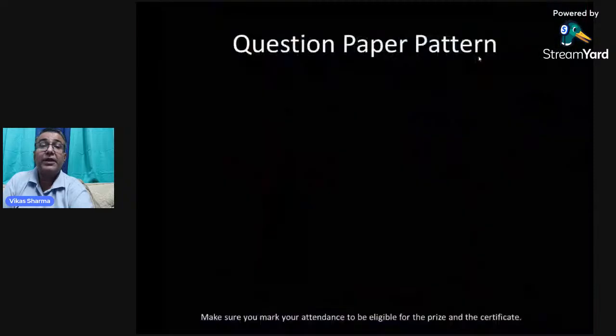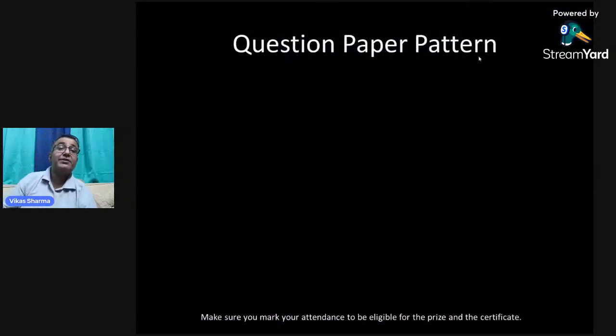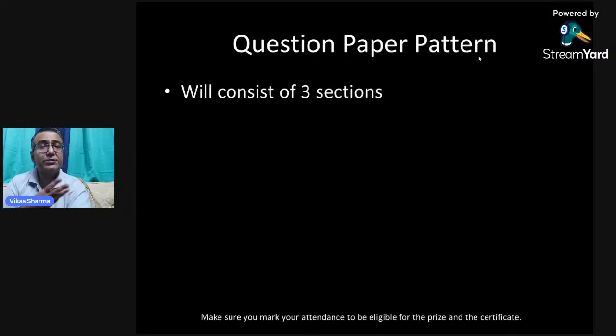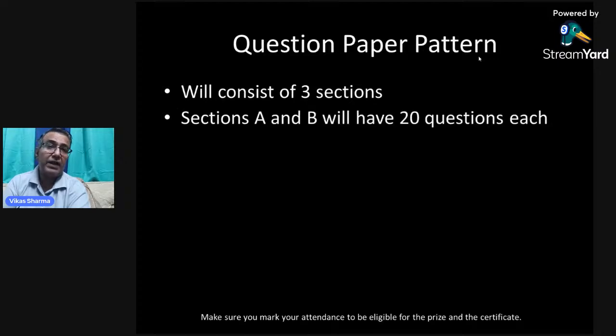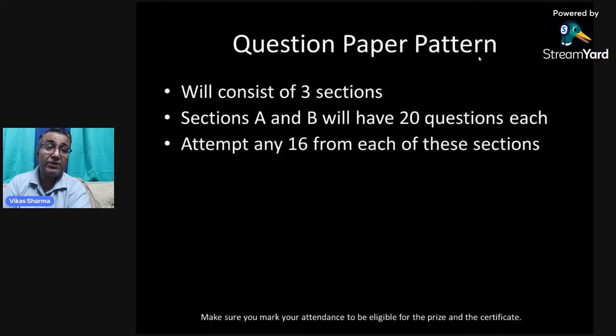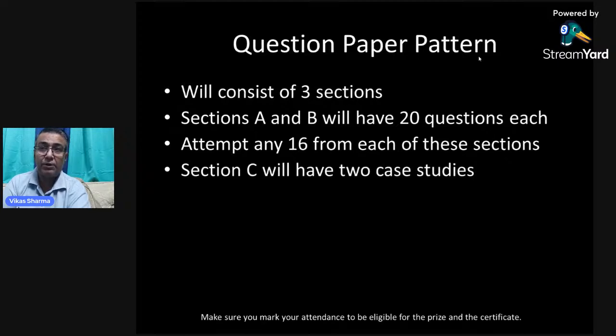Right, and to get the sample of the question paper, what the question paper pattern is going to be like, we'll discuss that and then move to the questions. So the questions will consist of 3 sections, which are section A, section B, and section C. Sections A and B will have 20 questions in them, out of which you have to attempt any 16. So you can leave only 4 questions. There is a choice of only 4 questions that you will get. Otherwise you have to be well prepared with all the other topics.